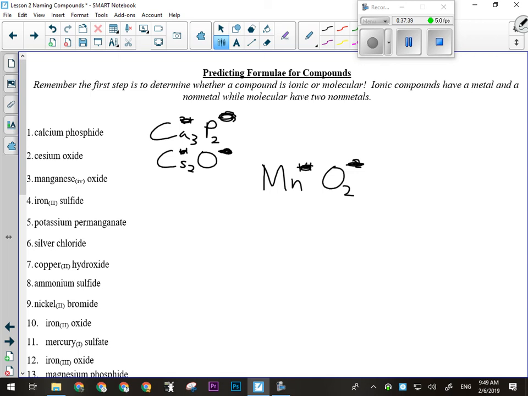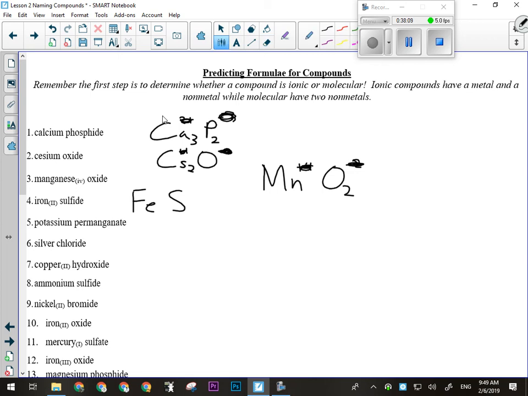For number 4, same thing. I've got a Roman numeral here. So this is iron(II) sulfide. So that'll be Fe with S. The Roman numeral tells me use the 2+ charge for iron. Sulfur is always a -2. Do I have to even do anything here? It's just going to be FeS. Okay, the charges already balance out, so I don't need to do anything else.